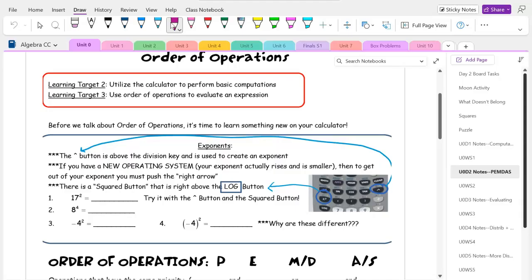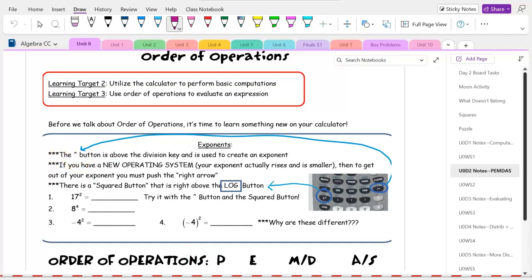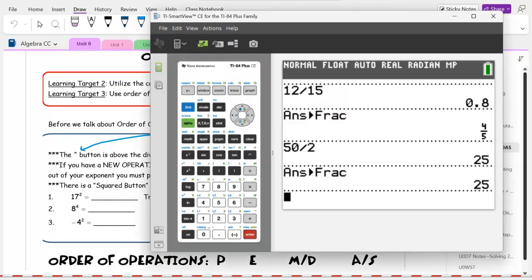So exponents, if you are using the calculator, we can go ahead and use what's called the caret button. It looks like this little up arrow. You can see it right here below clear to create an exponent. If your calculator is newer, your exponent's actually going to rise up and it's smaller. And if it isn't, then the caret button will be right next to your exponent when you type it in, and that's okay as well. All right, so let me show you how to do that.